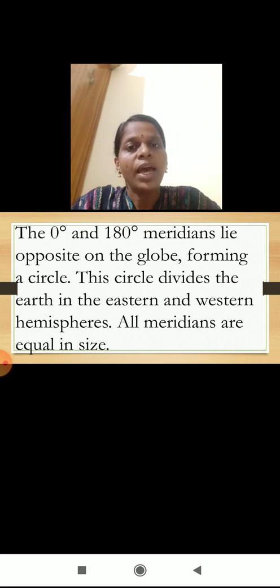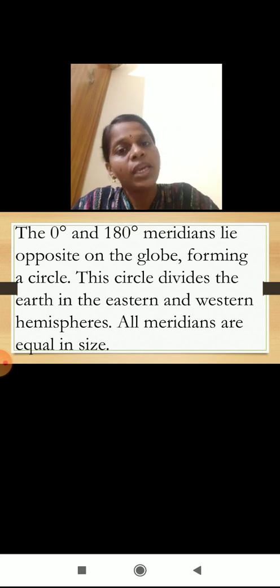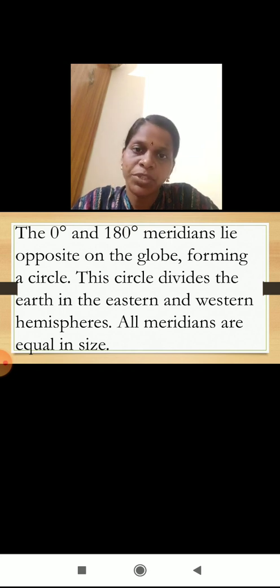The 0 degree and the 180 degree meridians lie opposite each other on the globe, forming a circle. This circle divides the earth into the eastern and the western hemisphere. As I told you, in the previous picture I showed you the pink colour line dividing the earth or the globe exactly into two equal parts, known as the eastern hemisphere and the western hemisphere. The 0 degree and 180 degree meridians lie opposite on the globe, and all meridians are equal in size.